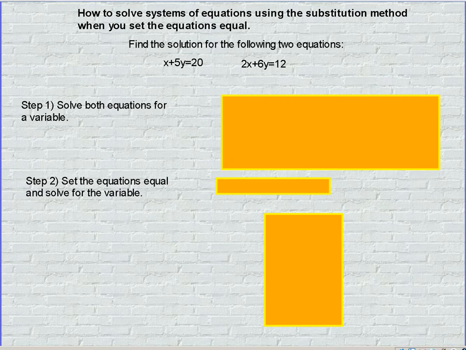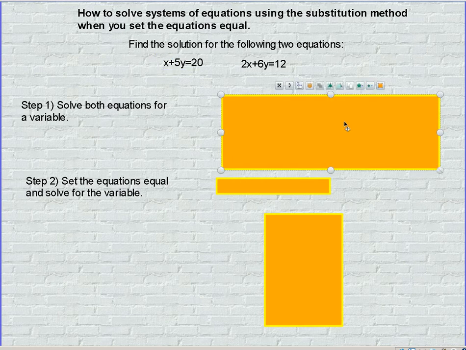So how do we solve systems of equations using the substitution method when we set the equations equal? Let's look at the following example. We're going to find the solution for the following two equations, x plus 5y equals 20 and 2x plus 6y equals 12. So, step 1 is going to be to solve both equations for a variable. Pause your screen, see if you can identify which equation you should solve for. Okay. We're going to solve for the following equation, x plus 5y equals 20, because if you recall, it's easiest to solve for an equation where the coefficient is 1. And in this case, the coefficient in front of x is 1. So we're going to solve for this equation.